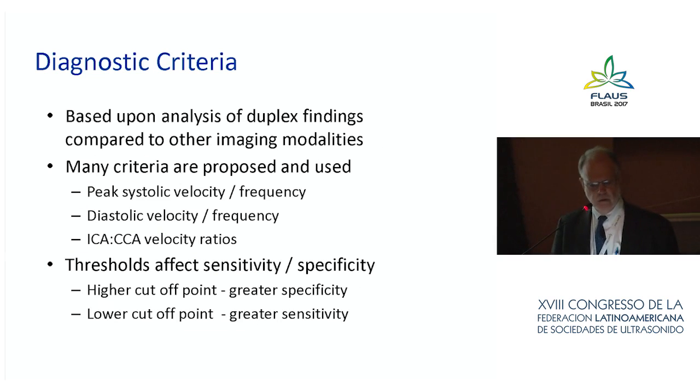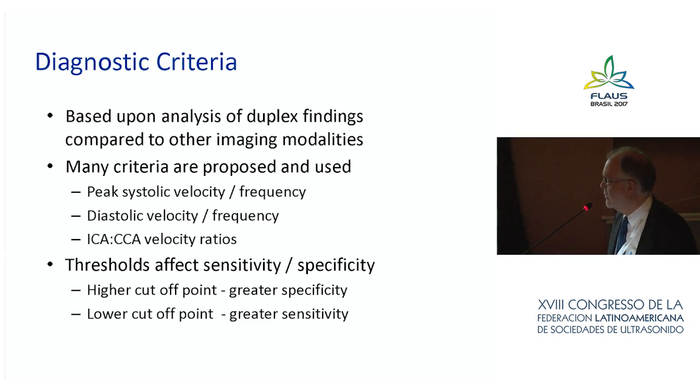So then we get to diagnostic criteria. These are the thresholds and various other numbers that we use to try to assign a degree of stenosis to the findings that we see on the velocity spectrum. There have been a lot of different criteria that have come up. They have been validated against other imaging modalities, most commonly digital subtraction arteriography. There are more recent studies comparing duplex findings to CT and MR, but I think most still base it on the findings of digital subtraction angiography.